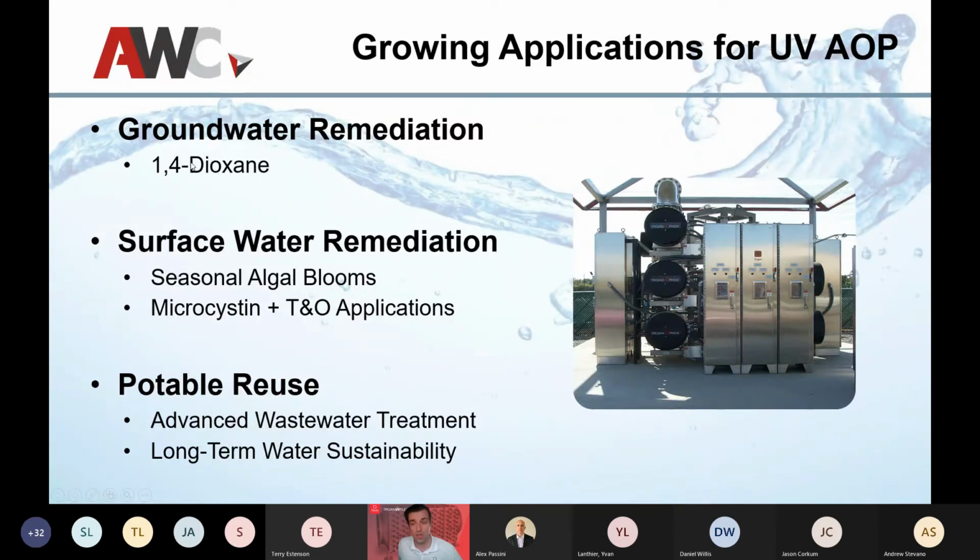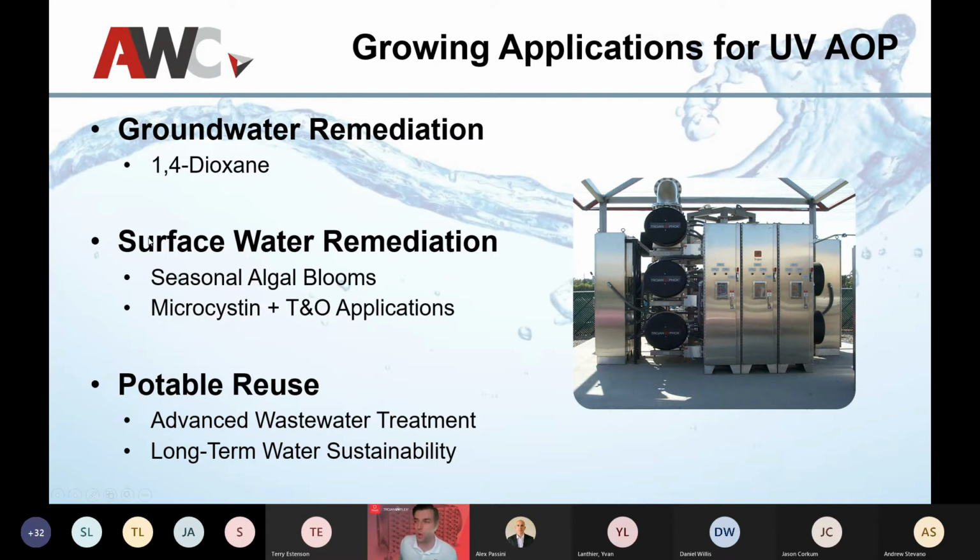1,4-dioxane is a groundwater contaminant that's very resistant to standard filtration and even advanced filtration methods like reverse osmosis. But UV AOP is a technology that can treat this particular contaminant.